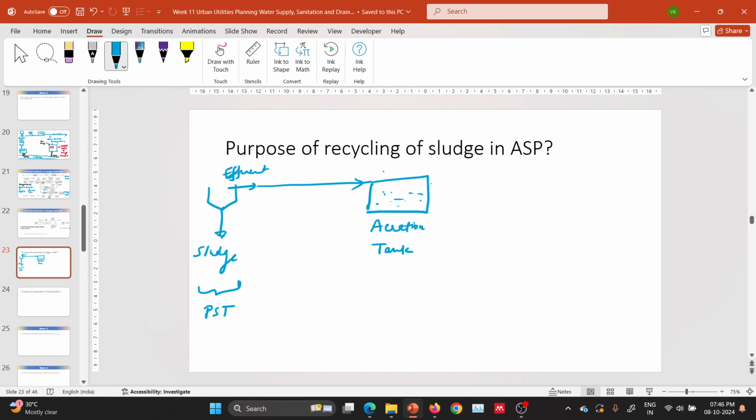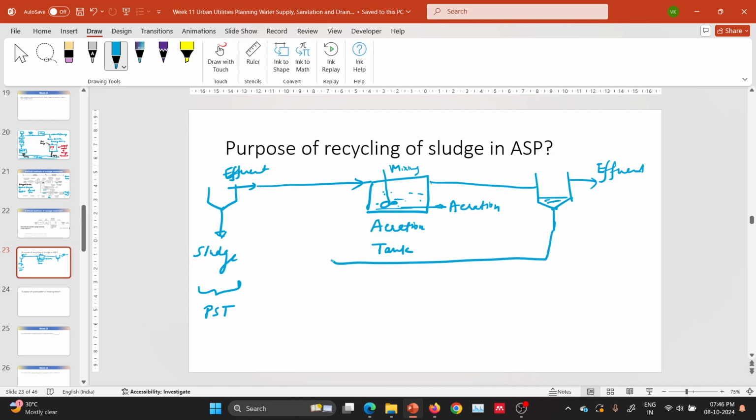And in the aeration tank, we provide mixing, and then we provide aeration also, because this is an aerobic suspended growth process. After this, the biomass which is formed in the aeration tank is settled here. So effluent is then passed on for the subsequent processes, and this sludge is recycled back again to this aeration tank.